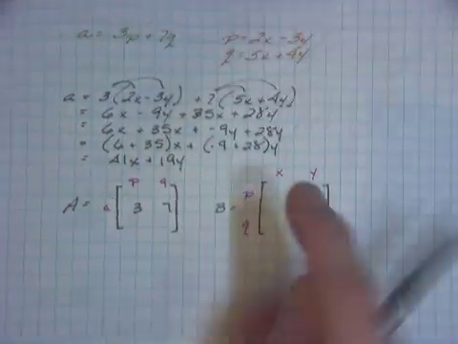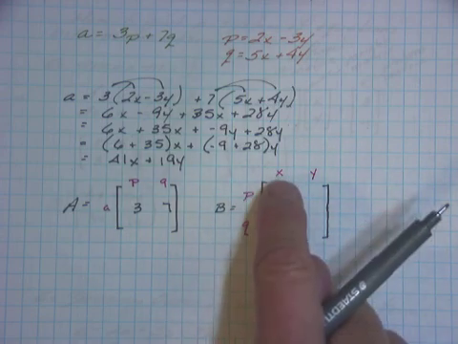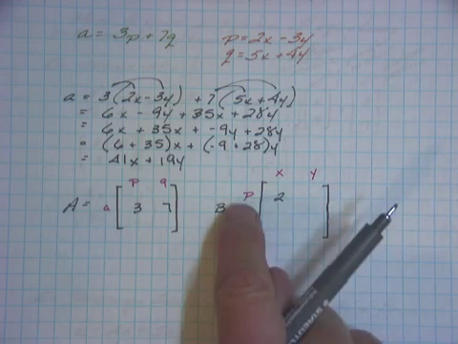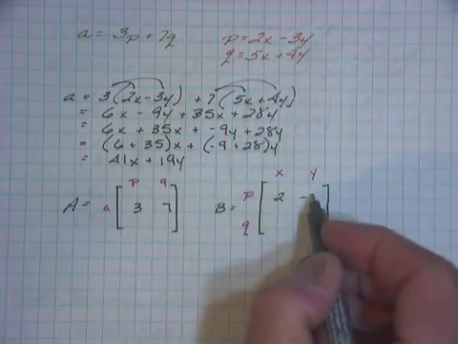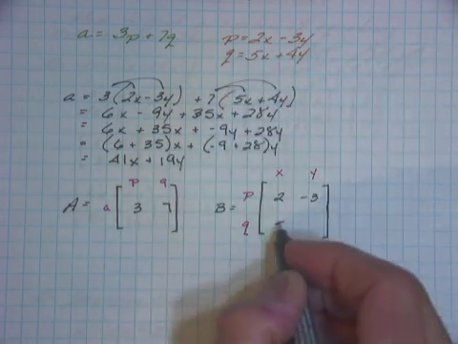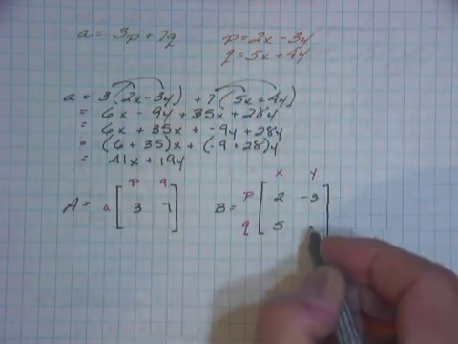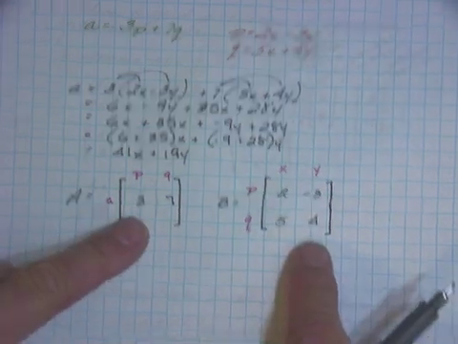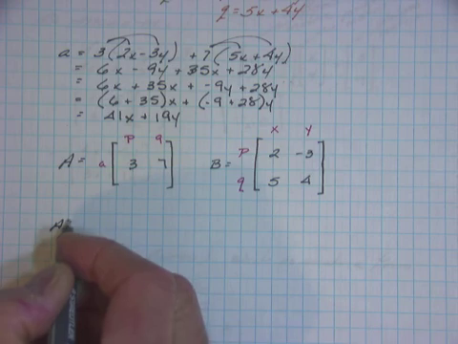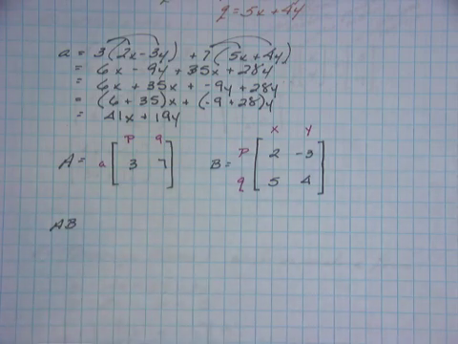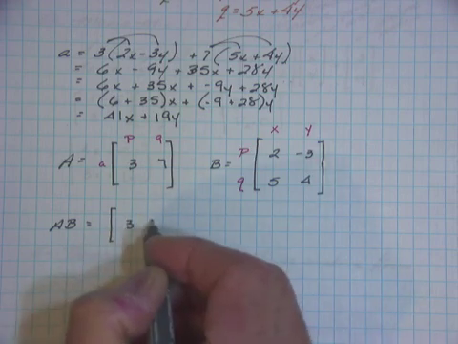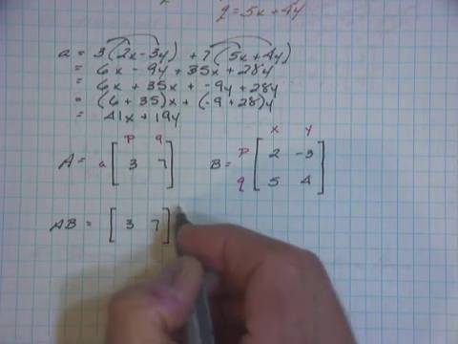Now I've got the P and the Q, but our variables over here are X and Y. So the X in the P equation is 2. The Y in the P equation is negative 3. The X in the Q equation is 5. And the Y in the Q equation has a 4. So I've got these two matrices. Now, watch what happens when I multiply these.